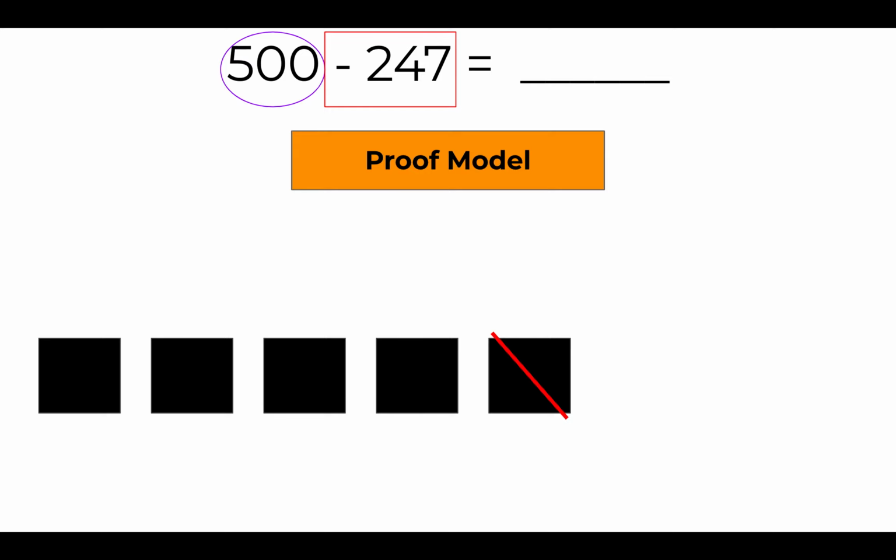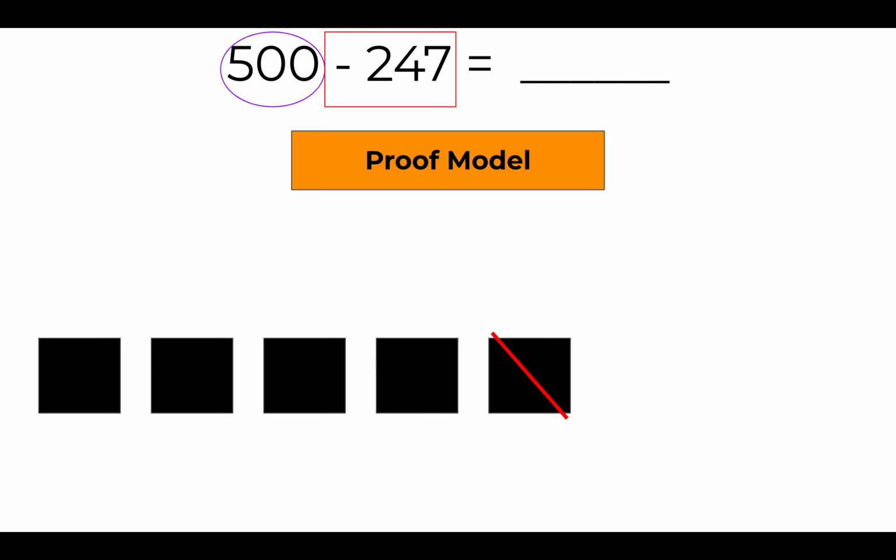The only thing I have here to trade are hundreds. Now, I'm not going to trade 100 for 100 ones because that's just not efficient. I don't want to draw out 100 ones, and it just doesn't make a lot of sense. So what I'm going to do is make a trade for tens first.